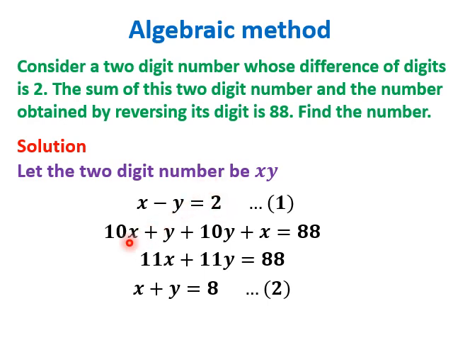Now to get a two-digit number, x is in the tens place, y is in the units place. So the number is 10x plus y. When we reverse the digits, the number becomes yx. And the reversed number is now 10y plus x. Now when we add the two numbers, the number and its reversal, the total is 88. Now let us collect the like terms. 10x plus x is 11x, y plus 10y is 11y. This equals 88. Dividing by 11 throughout, we get x plus y equal to 8. So let us try to solve these two equations.